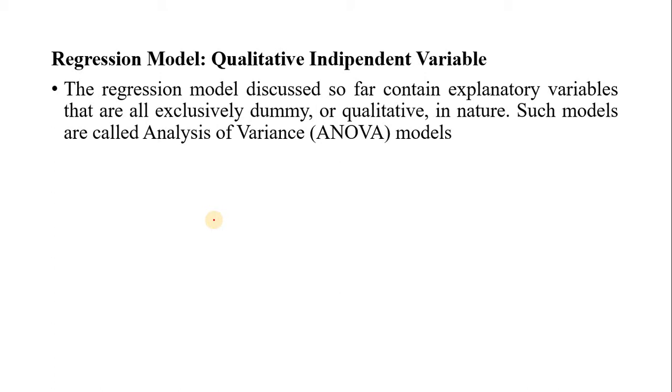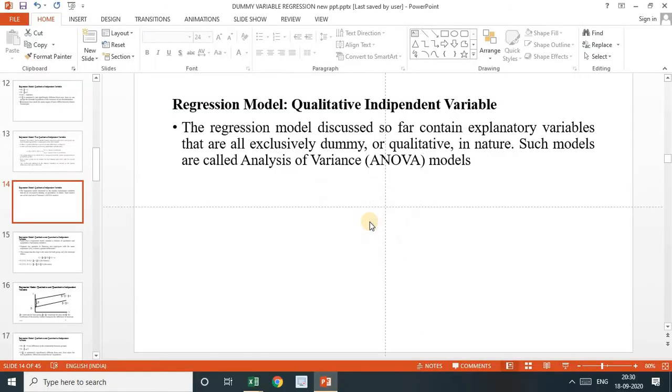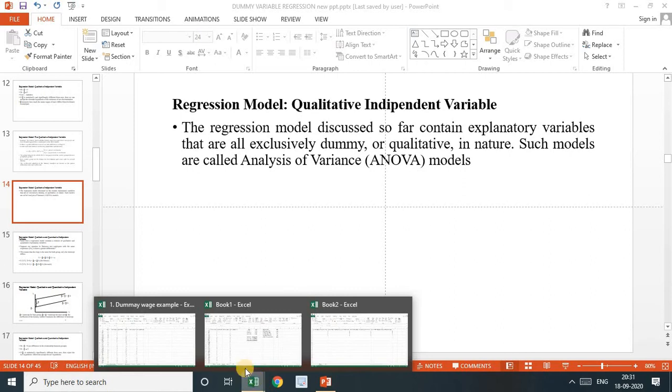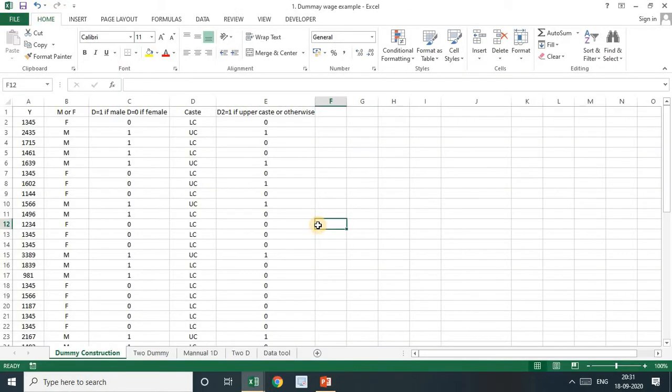Okay, a regression model in which all the explanatory variables are dummies is known as an analysis of variance model. Analysis of variance model. Now we can check how to do the analysis of a dummy variable regression model with two independent variables as dummies using Excel. So let me take an example.